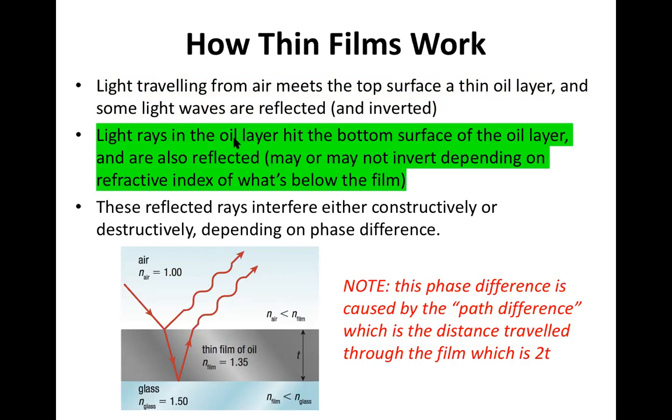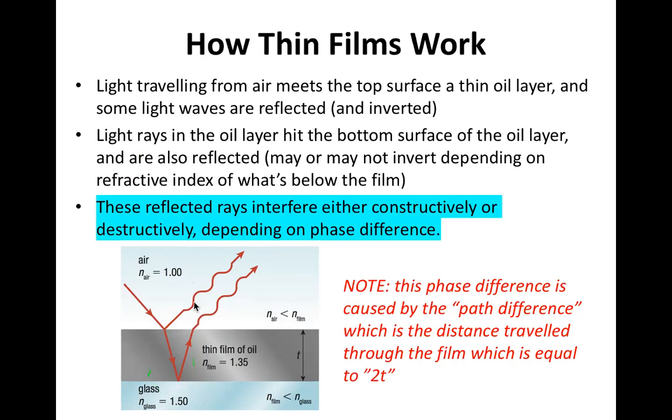Then light rays in the oil layer, the part that gets transmitted or refracted, travel down to the bottom, and then there's a second reflection possible. So the first reflection possible was here, and if it didn't reflect there, it might reflect here. It may or may not be inverted depending on the refractive index of what's below it. In this case, since glass is more optically dense, it has a higher index of refraction than oil. It is a slower medium, and there is going to be an inversion. So there's an inversion here, there's an inversion here.